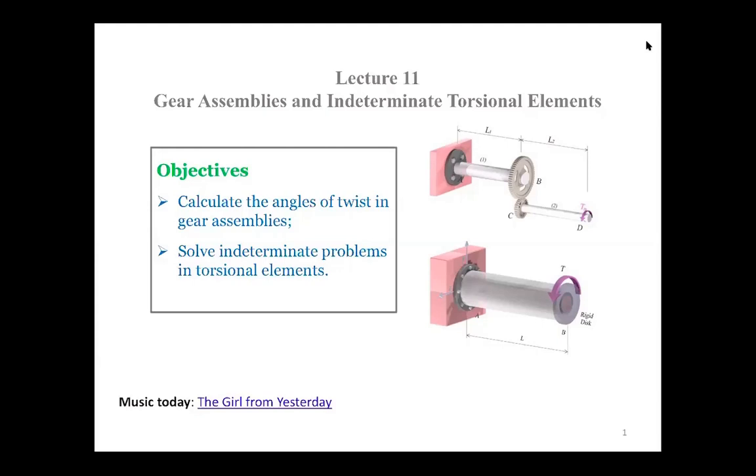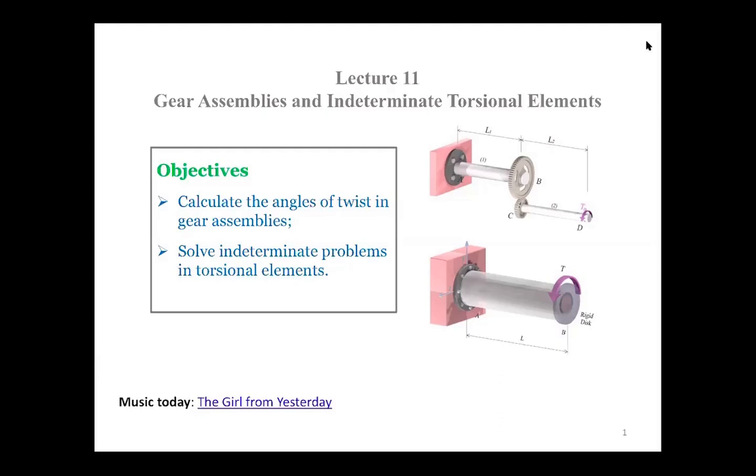Why? Some students didn't understand this, and they asked me, and I told them that this would be our task next week. That is what we were talking about here: the angle of twist in gear assemblies. This will be a new section, and we will have more time left, and then we will solve some indeterminate problems in torsional elements.